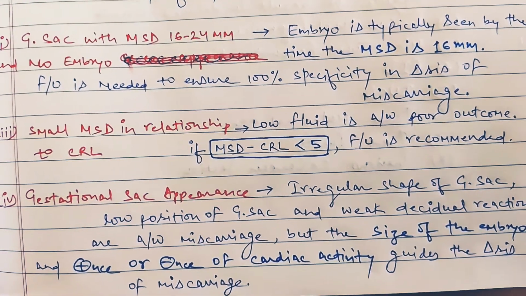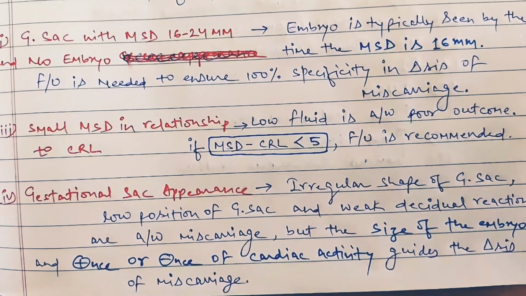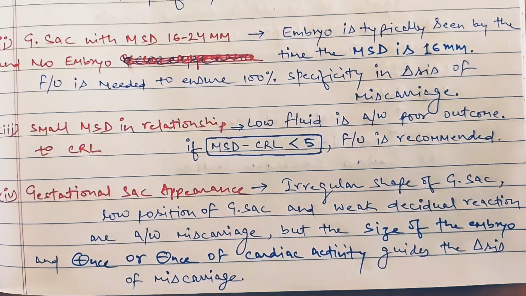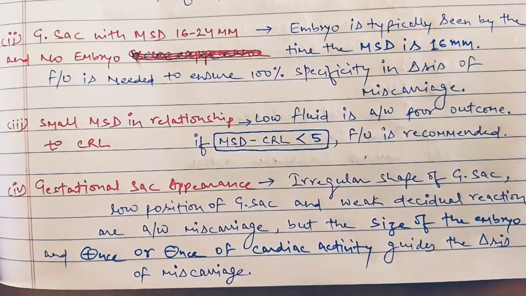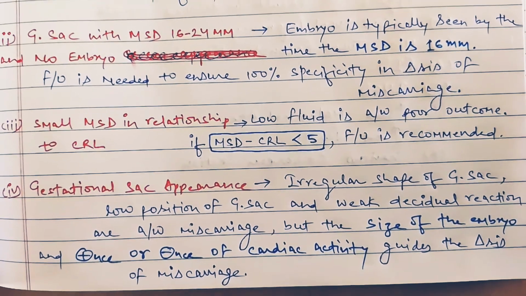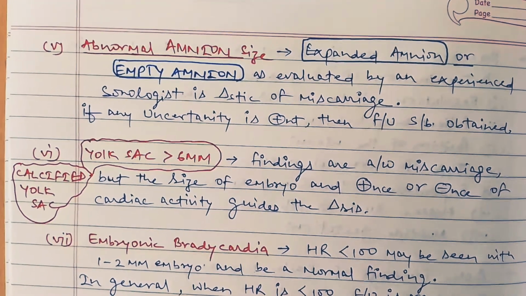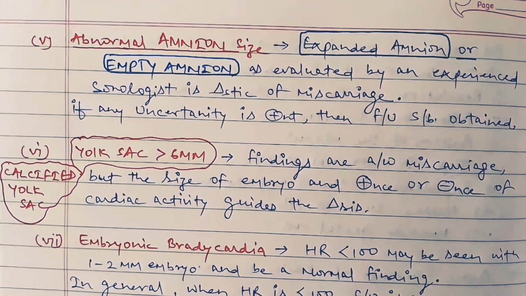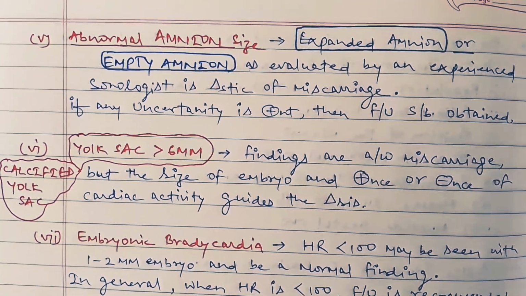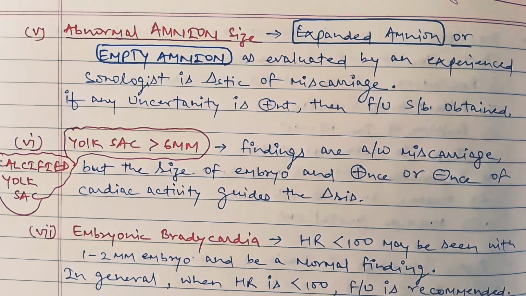Fourth, gestational sac appearance. Irregular shape of GS or the low position of GS and the weak decidual reaction are associated with miscarriage, but the size of the embryo and presence or absence of cardiac activity guides the diagnosis of miscarriage. Expanded amnion or empty amnion as evaluated by an experienced sonologist is diagnostic of miscarriage. If any uncertainty is present, then follow-up should be obtained.